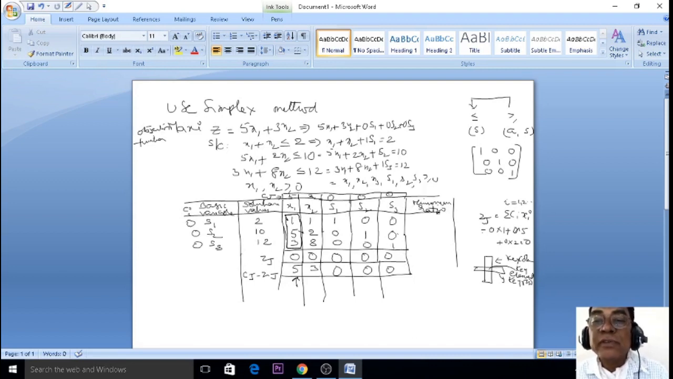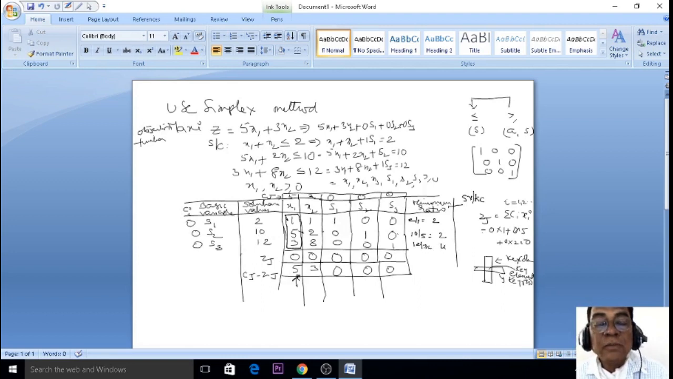The basic formula for this is the minimum ratio, SV by Kc, solution value by key column. What are the solution values? 2, and the key column value is 1, so 2 divided by 1 is equal to 2. Then 10 divided by 5, that is also 2. 12 divided by 3, that is 4.